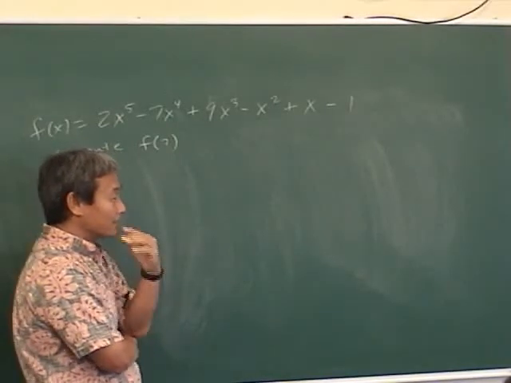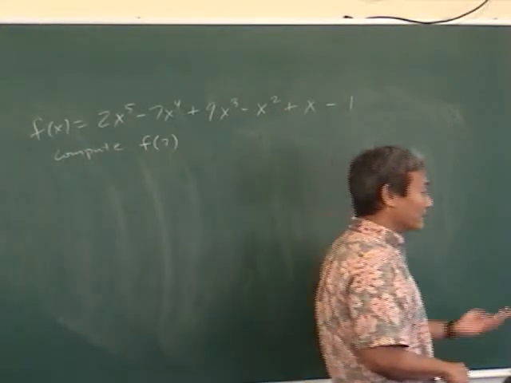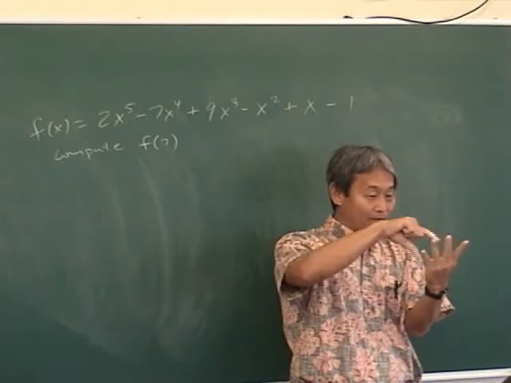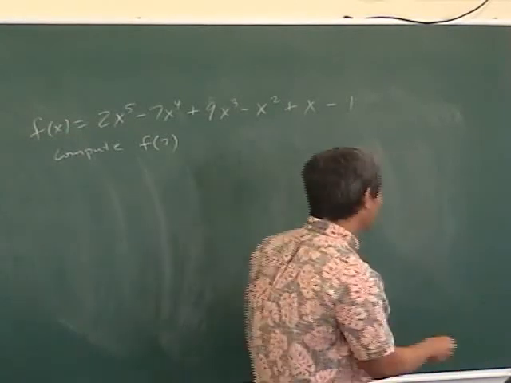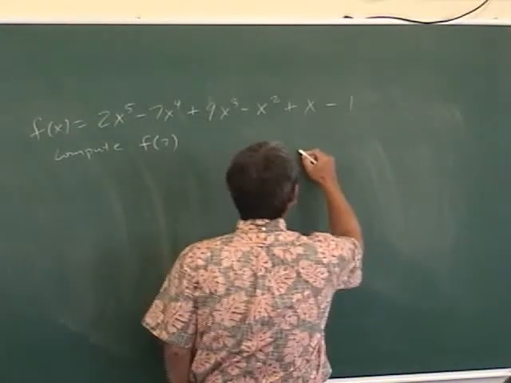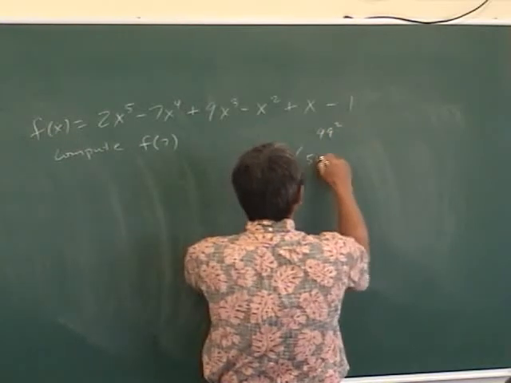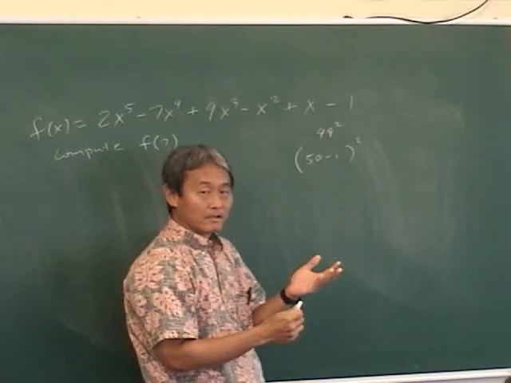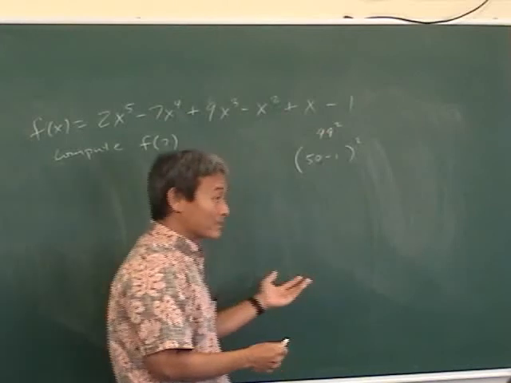Redeem yourself. Okay, put down that pencil. 7 to the 4th is 7 times 7 times 7 times 7. Isn't that 49 times 49? Duh. What did you guys learn in elementary school? If you have to do 49 squared, what do you think in your head? 50 minus 1 squared, right? Is 49 50 minus 1?